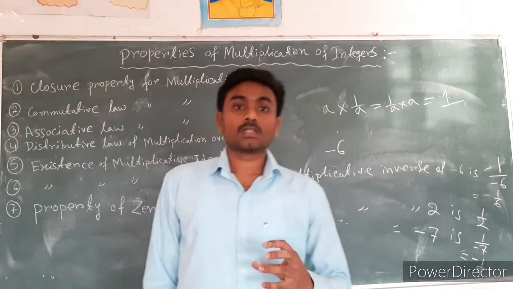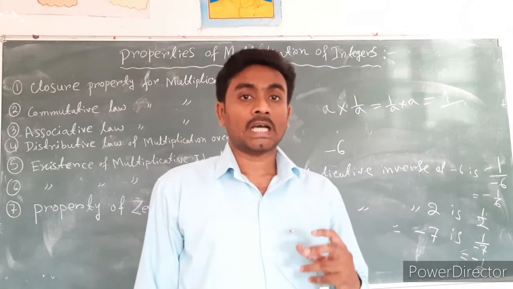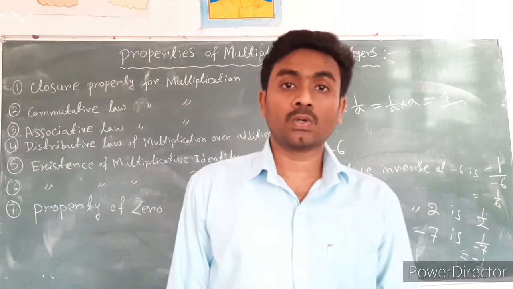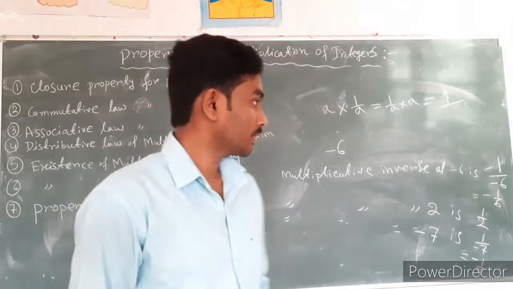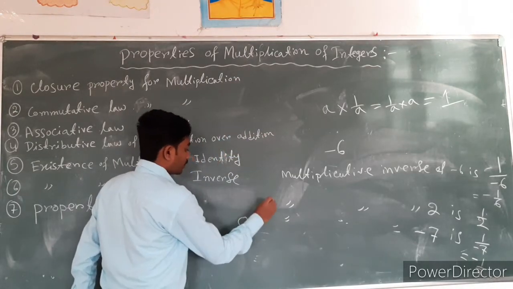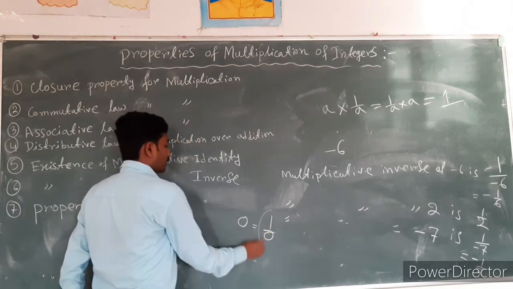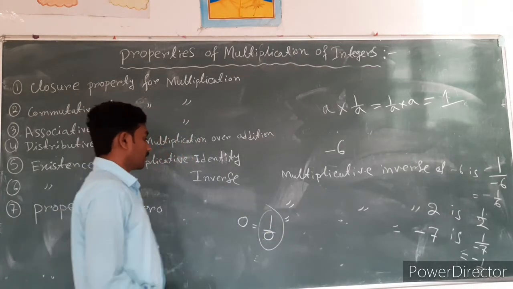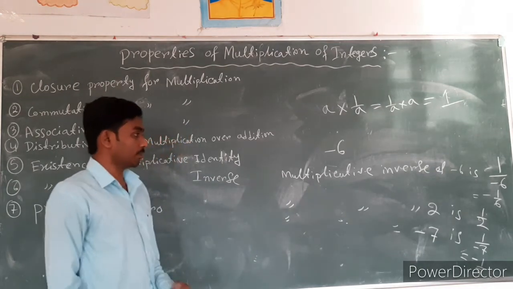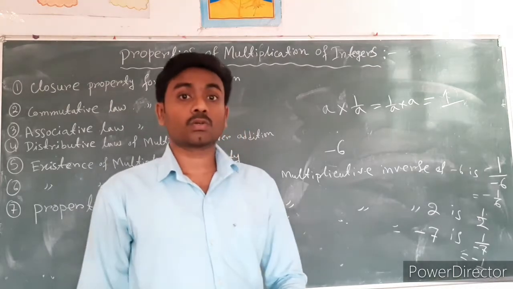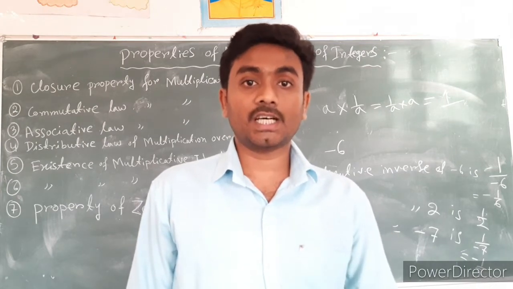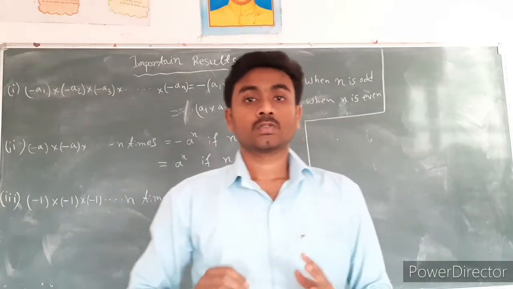So 0 has no multiplicative inverse, because if we reverse 0, we get 1 by 0. This does not exist. This is meaningless. That's why 0 has no multiplicative inverse. So every non-zero integer has a multiplicative inverse.